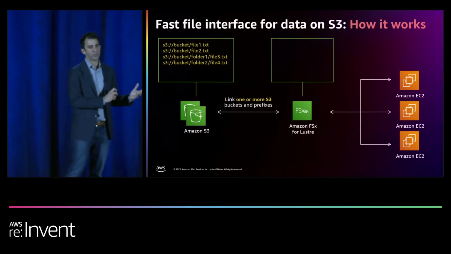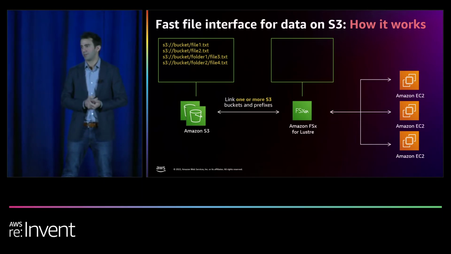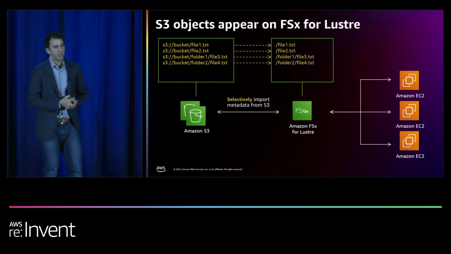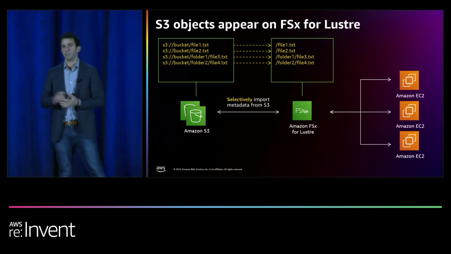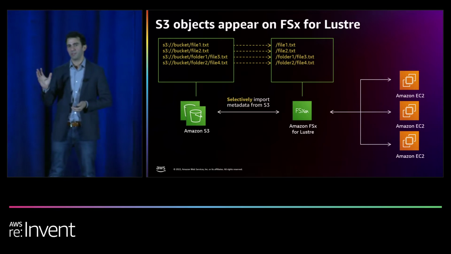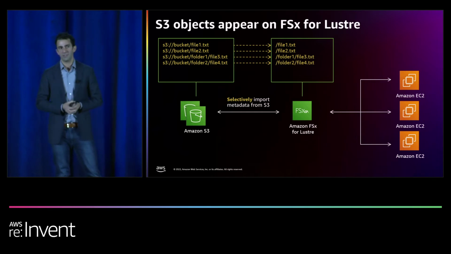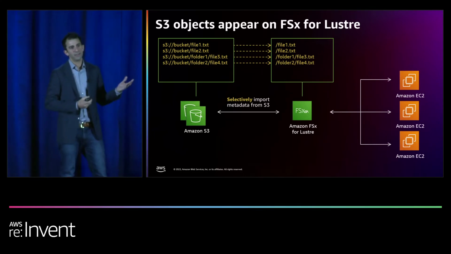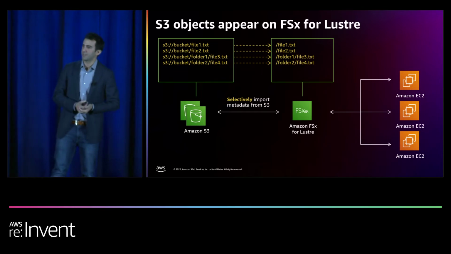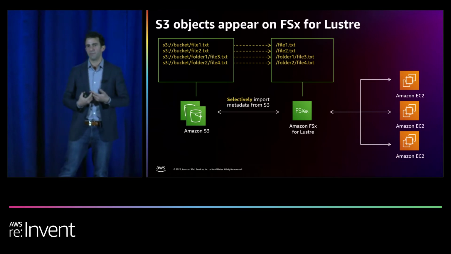Here's how it actually works. You can link Amazon FSx for Lustre to one or more S3 buckets. You can import all of the metadata, the objects in S3 onto the file system. And now you have a file system that looks just like your S3 bucket, that's mounted on your EC2 instances or your EKS or ECS nodes, and looks just like a local file system. The data sits on S3 until it's requested. So we can minimize the amount of data that's transferred and then lazy load it just in time for your application.